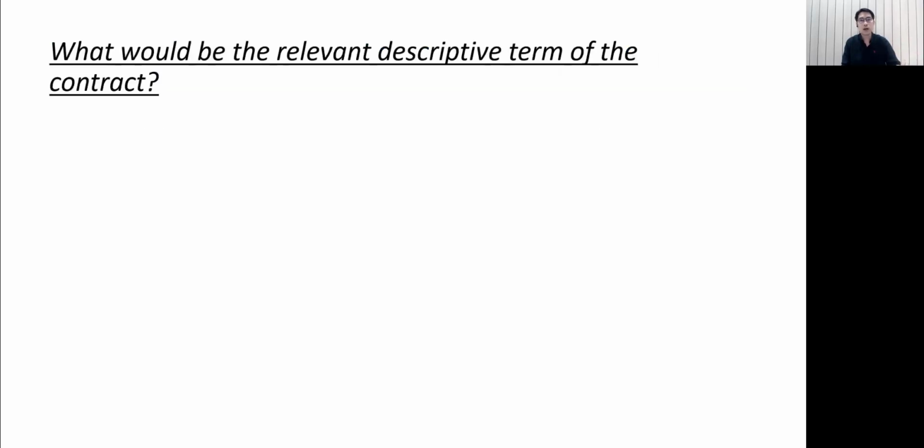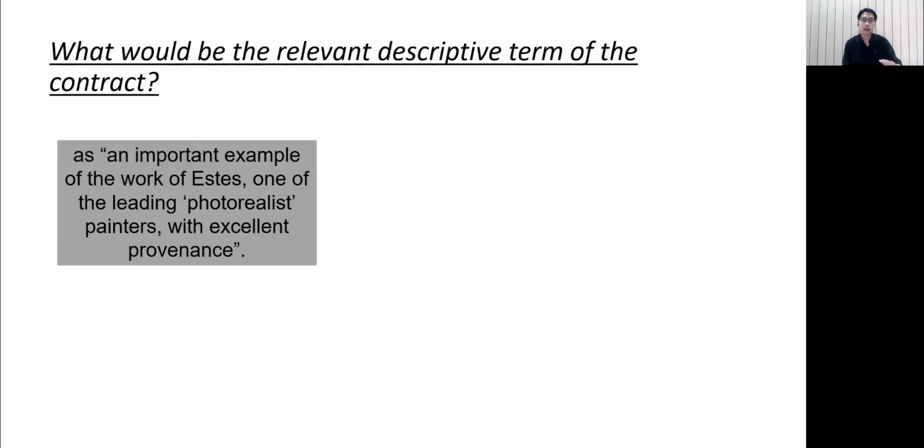Because now, in this next slide, you are seeing how there are two descriptive terms, two representations made by the seller. Which is the one by which the goods were sold? Which is the one that describes the goods? Is it the first one, where the seller describes it as an important example of the work of Estes, one of the leading photorealists, with excellent provenance? Now, if you examine or dissect this statement carefully, is the seller saying that this is painted by the original artist Estes? No, it's not.